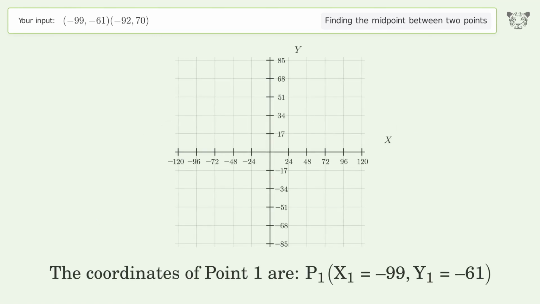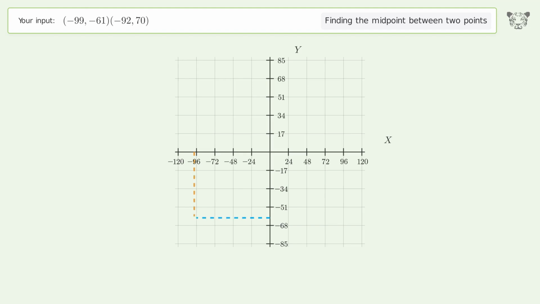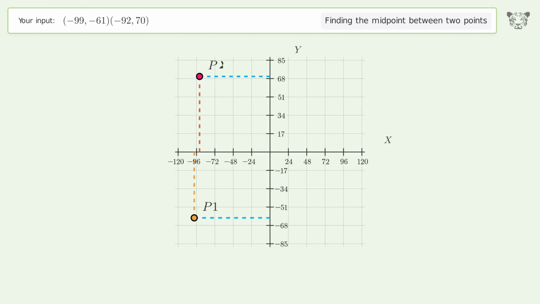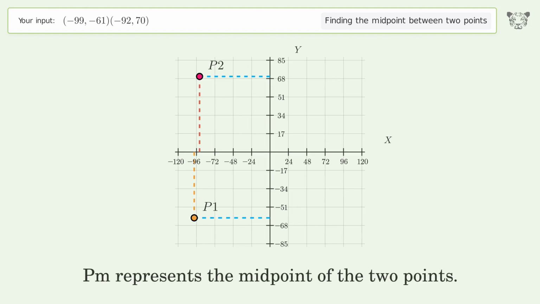The coordinates of point 1 are, x1 equals negative 99, y1 equals negative 61. The coordinates of point 2 are, x2 equals negative 92, y2 equals 70. PM represents the midpoint of the 2 points.